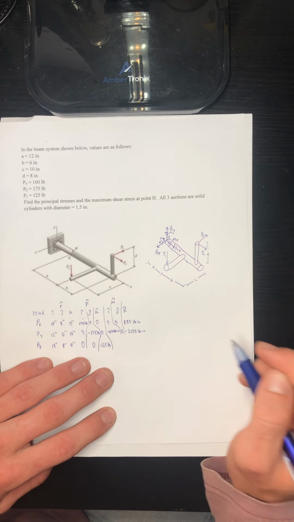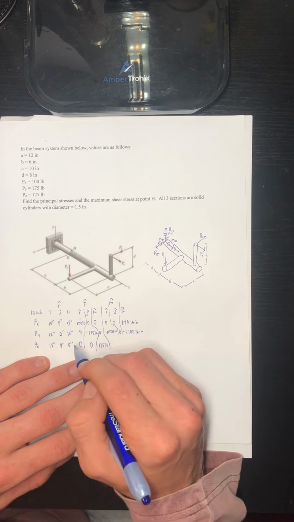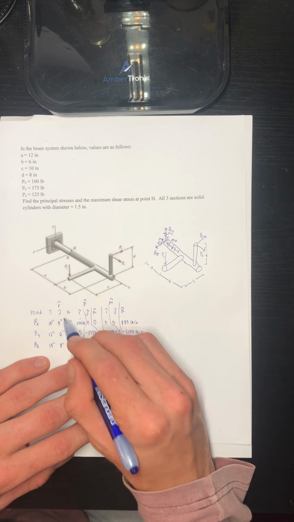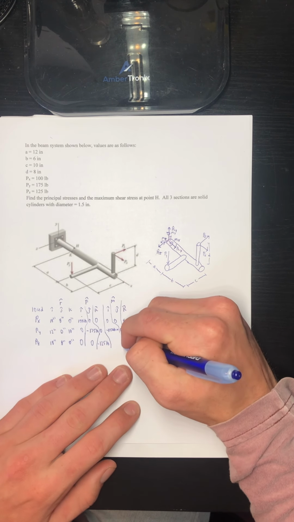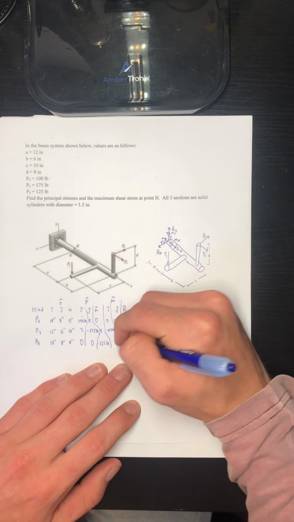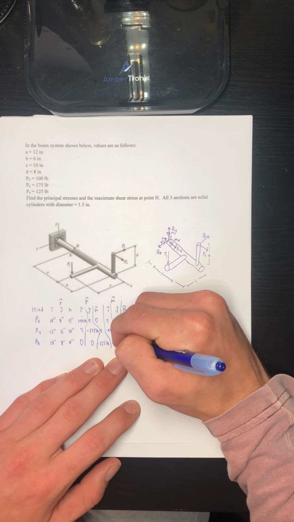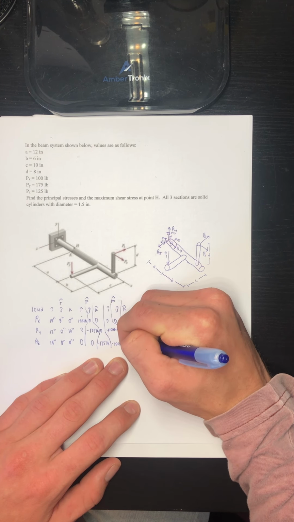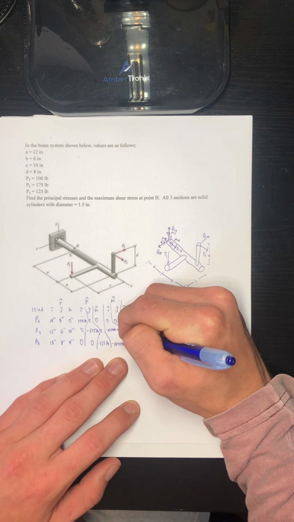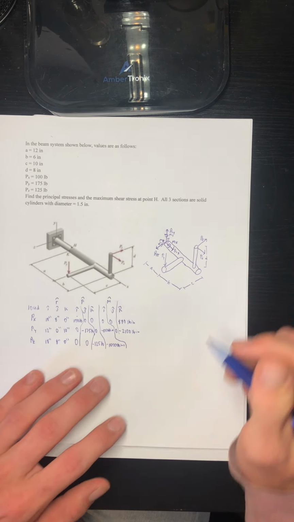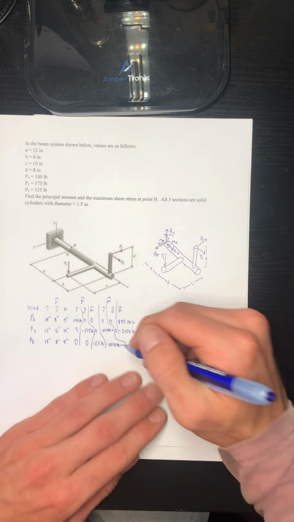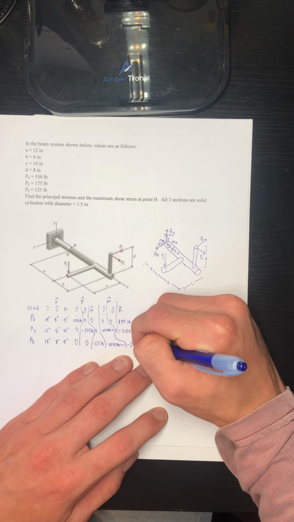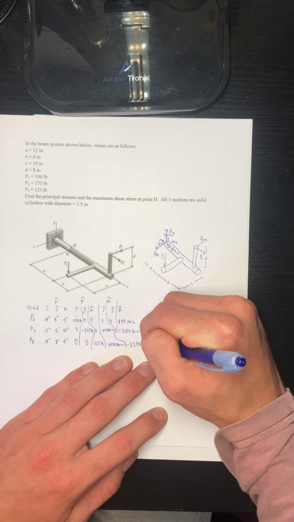And the resulting moments from this are going to be in both the Y and the X direction. So we have 8 times 125. We have negative, I'm sorry, it's supposed to be over here, negative 1,000 pound-inches in the X direction. This is becoming a mess. I'm doing my best to make it clear. And in the Y direction, we have negative 125 times 18 inches, which is negative 2,250 pound-inches.